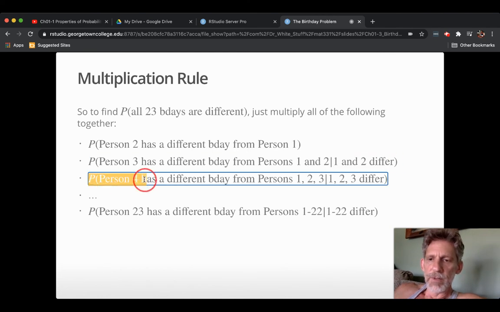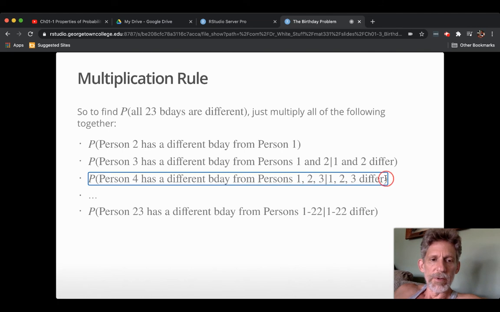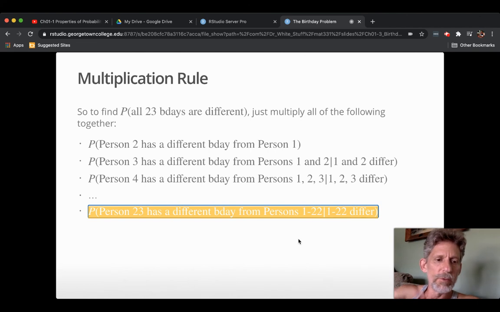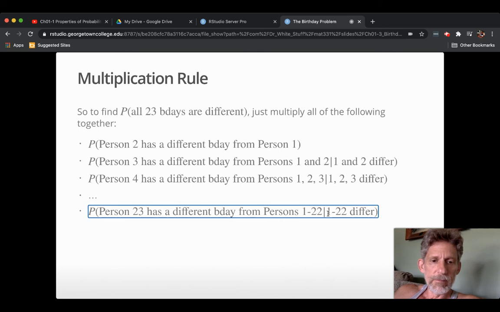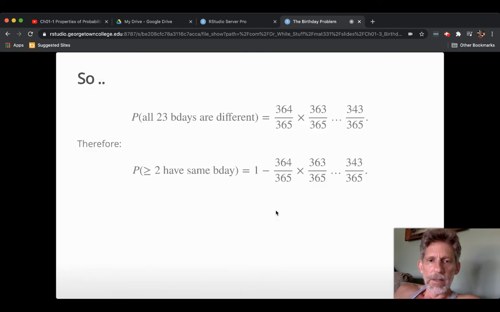And then the next up is the probability that person 4 has a different birthday from persons 1 through 3, given that persons 1 through 3 had different birthdays, and so on down to the final conditional probability that person 23 has a different birthday from persons 1 through 22, given that persons 1 through 22 are all different. Okay? So what's that going to look like?